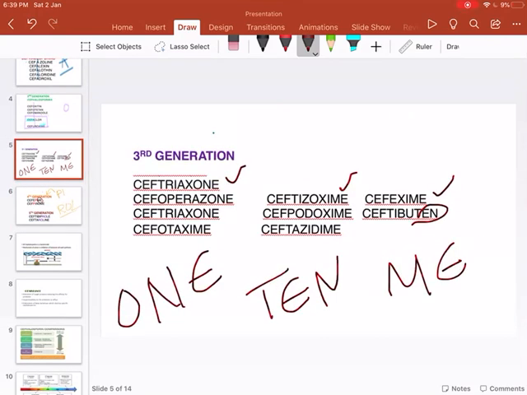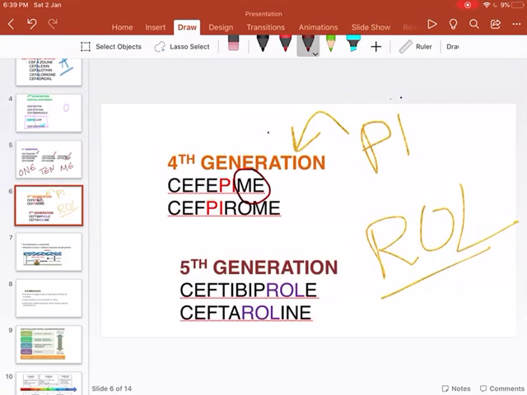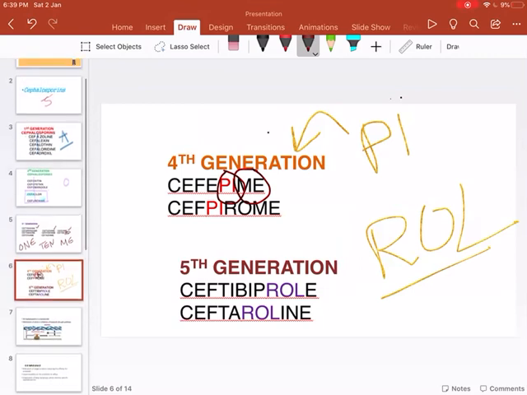If it contains 1, TEN or ME, it means 3rd. No, it should not contain PI or ROL. It should contain 1, TEN or ME. So here you could see, although it has ME here, the first thing we have to see is PI. If it contains PI, 4th generation. No matter it contains ME or 1E or TEN, if it contains PI, it's 4th generation.